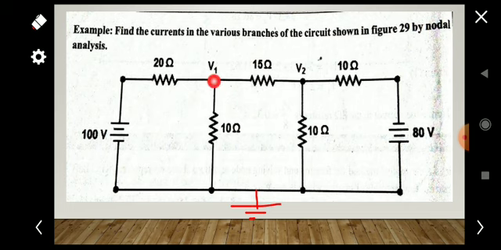So this is the first node and this one is the second node. This is not a node, because the same current is flowing through this 20 ohm. And this one is also not a node, because there is no possibility of current division here.